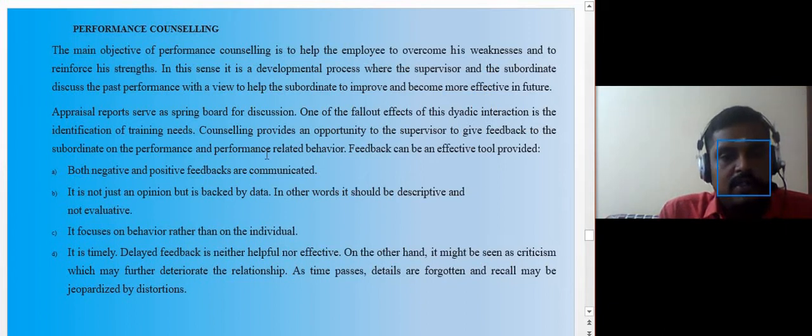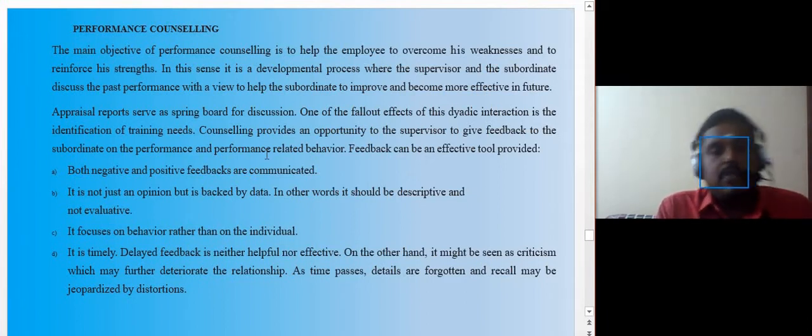The main objective of performance counseling is to help the employee overcome his weaknesses and reinforce his strengths. In this sense, it is a developmental process where the supervisor and the subordinate discuss the past performance with a view to help the subordinate improve and become more effective in future. Appraisal reports serve as a springboard for discussion. One of the fallout effects of this dyadic interaction is the identification of training needs.